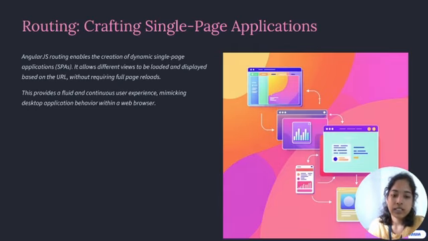Directives, extending HTML. I explained that AngularJS allows developers to create custom HTML attributes and tags. Examples: ng-model and ng-repeat. ng-model binds input to data. ng-repeat loops over an array in the UI. This helps build dynamic and reusable UI components.